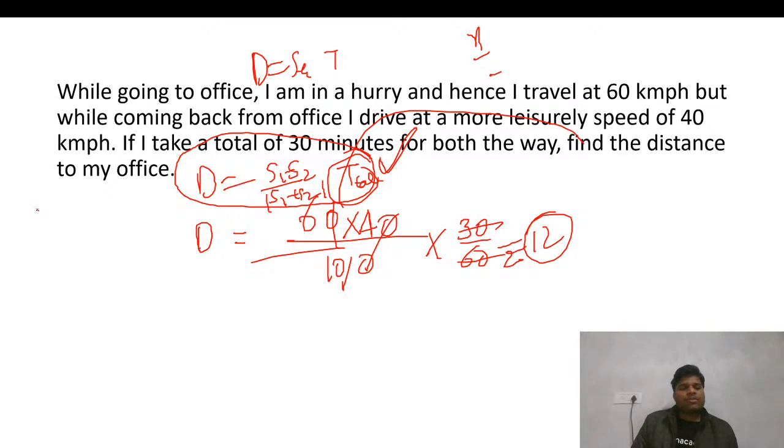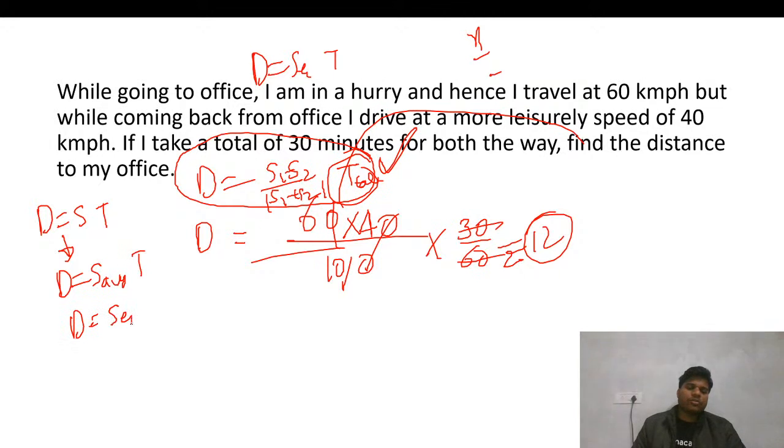So basically you have one equation, d equals s times t. Then you have d equals s average, and then you have d equals s effective. If total time is given, now see, in this question total time taken is given. If total time is given, you have to apply this equation. If difference is given, you have to apply that equation.